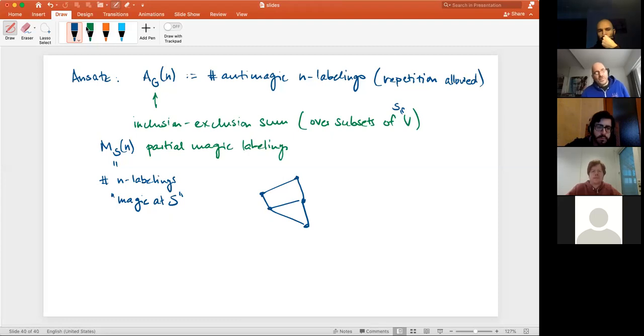And you want to look at all possible labelings where the sum here and the sum here are the same. For the other ones, I don't care as long as they are between 1 and n. If you take two such labelings and add them, you're going to get another partial magic labeling of your graph. So this is a semigroup structure now.